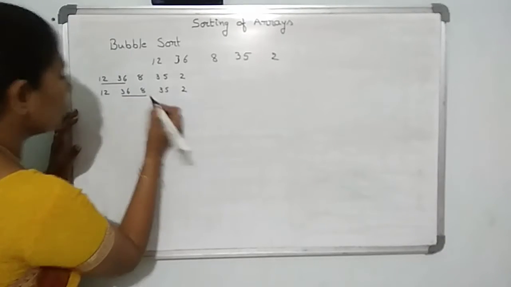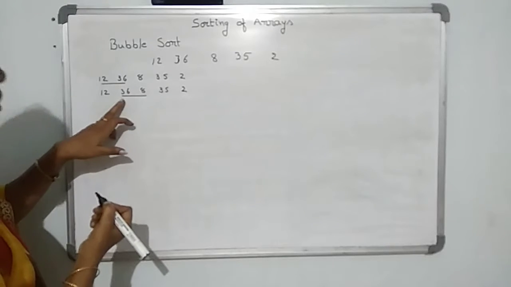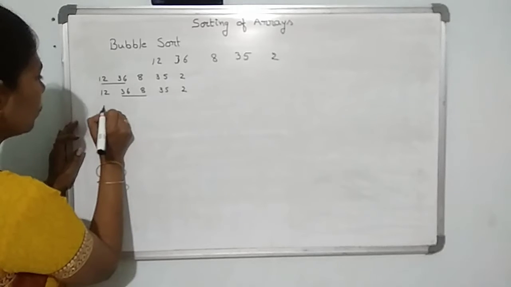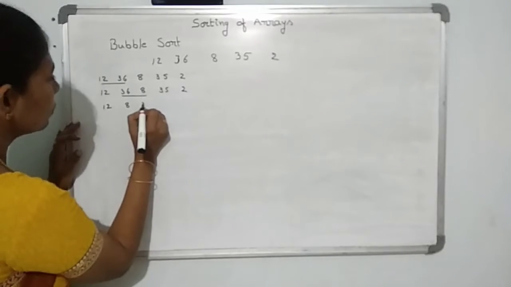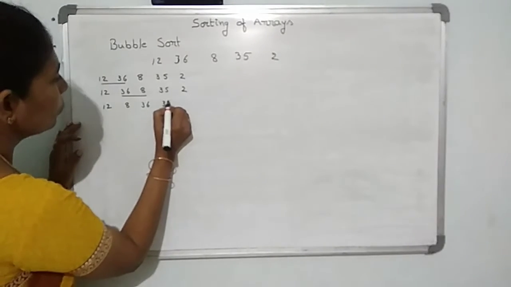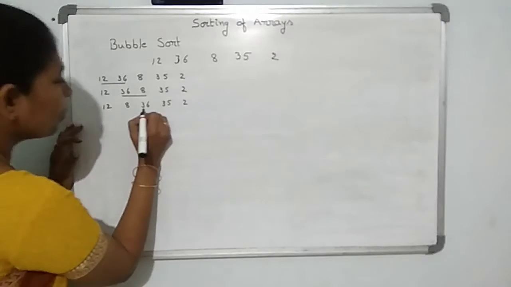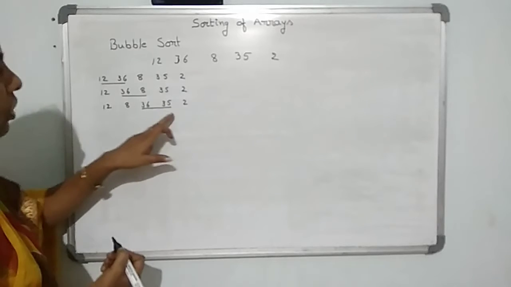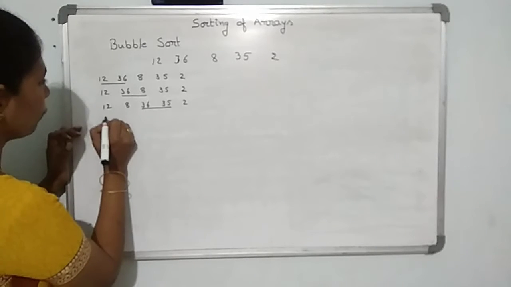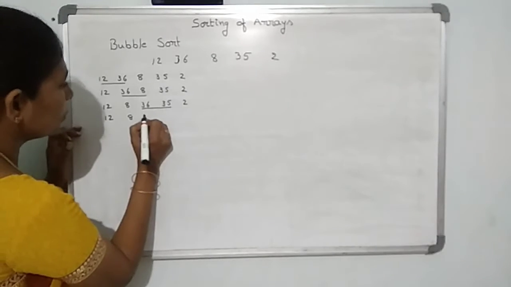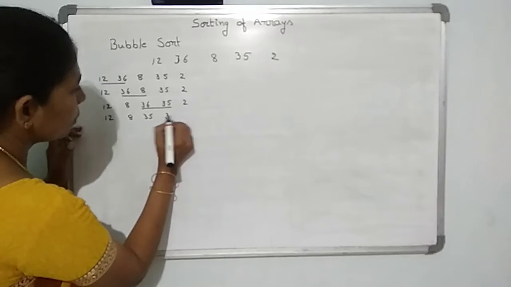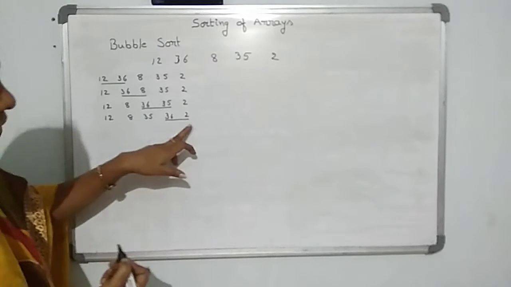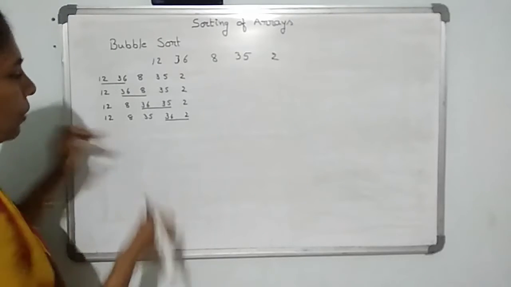Next compare the two elements 36 and 8. 36 is greater than 8, so you swap these two elements: 12, 8, 36, 35 and 2. Now compare the two elements 36 and 35. 36 is greater than 35, so again you apply swapping of these two elements: 12, 8, 35, 36, 2. Now compare 36 and 2. 36 is greater than 2, so again apply the swapping.